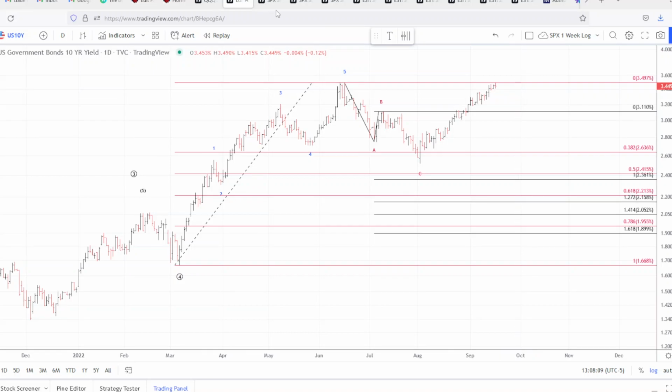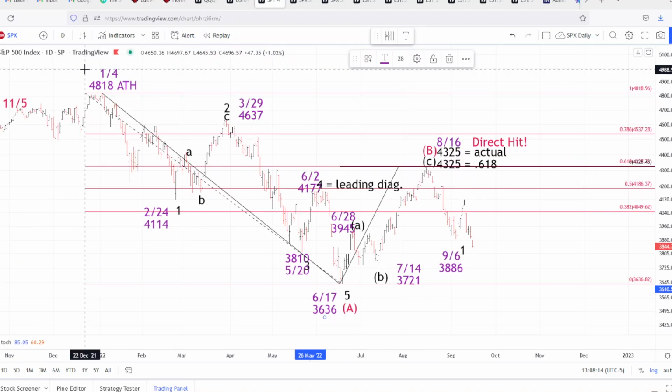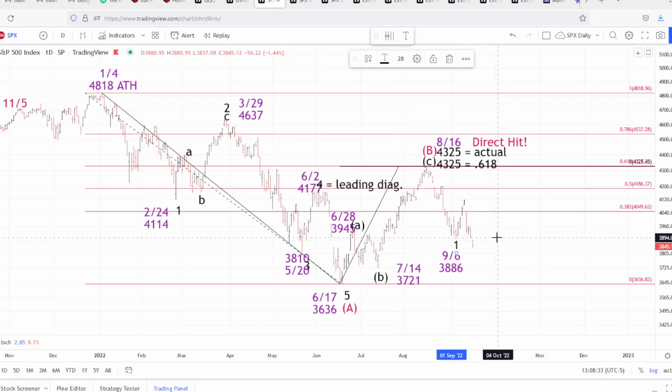Let's look at the S&P cash. We'll work our way down from the all-time high. We're looking at a daily chart. You can see here we have in black wave 1 down, wave 2 up, wave 3 down, wave 4 up, wave 5 down for the larger wave A, red parentheses, wave B up, direct hit on the 618 retrace, and you can see right there we have that 1 down and 2 up. Again, that key level was broken to the downside from the September 6th low.